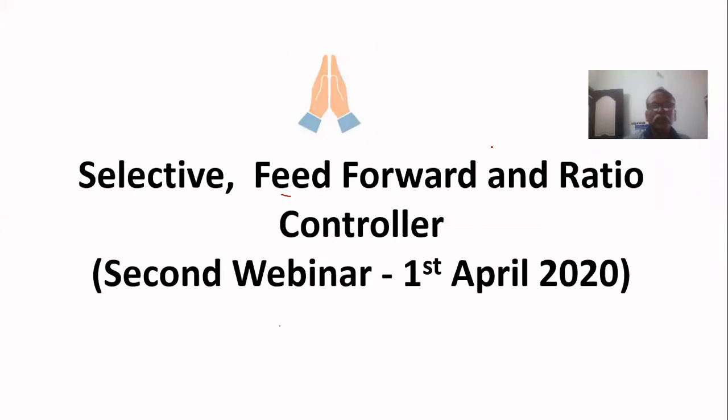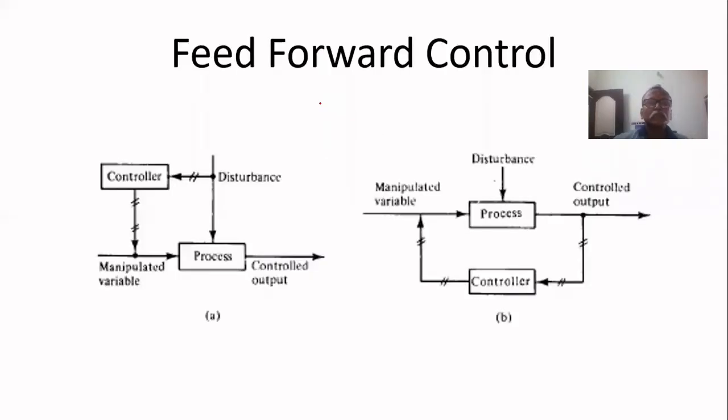Today, we are going to continue with the feed-forward controller because yesterday we have not yet completed that feed-forward control. Yesterday, we have seen the feed-forward controller. The purpose of a feed-forward controller is to reject a particular disturbance. The disturbance that can be measured can be rejected by using a controller called a feed-forward controller.